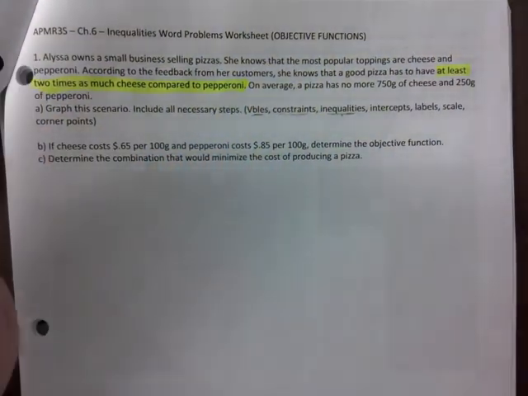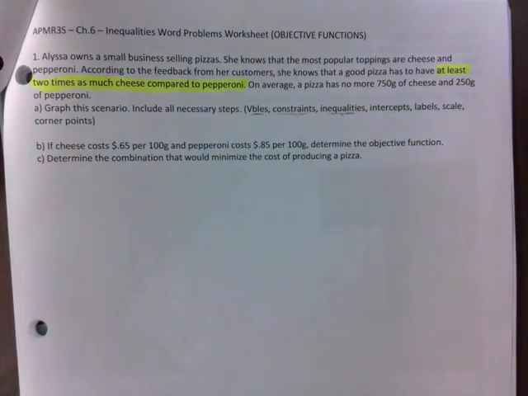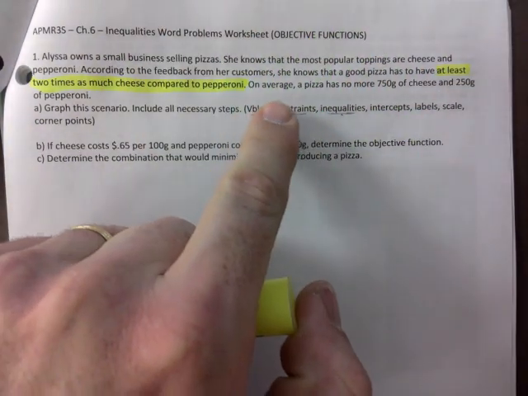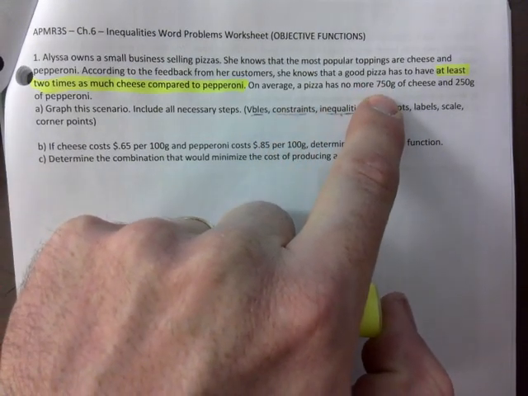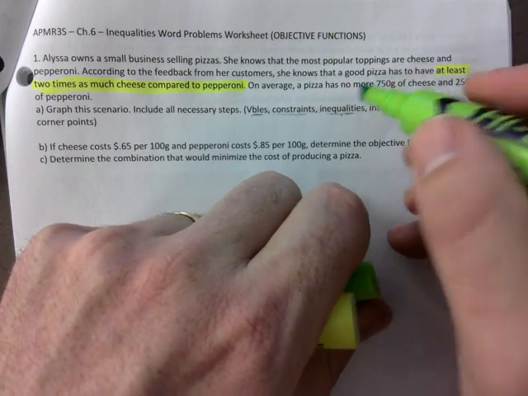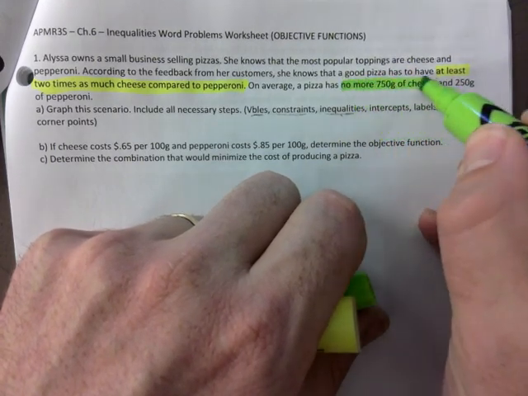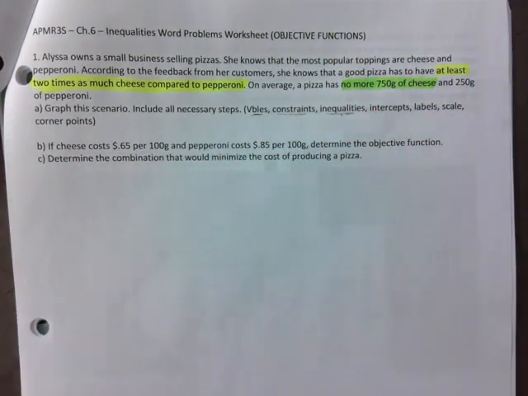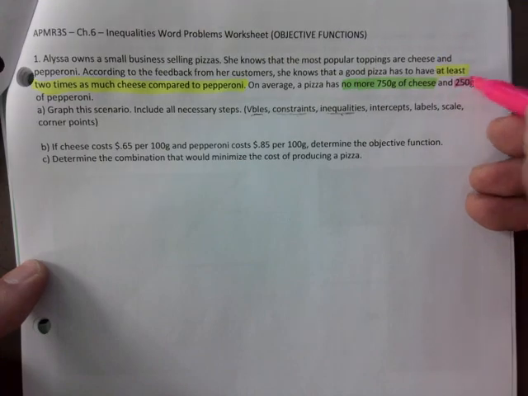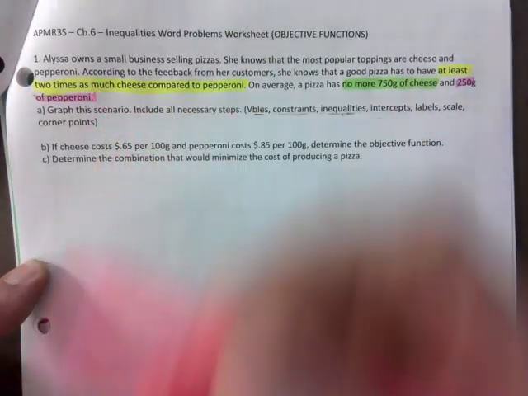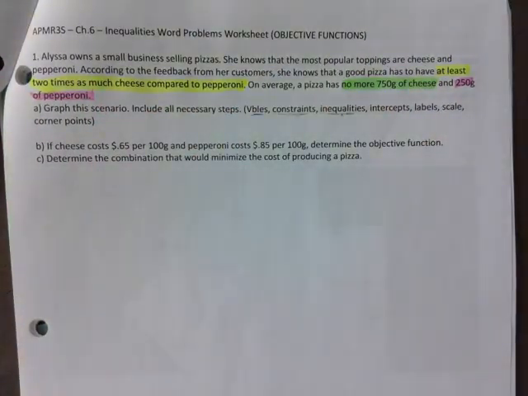That is an inequality right there. I'm going to highlight a different one with a different color. On average, a pizza has no more than 750 grams of cheese. So there is another inequality there. And I need another one. Pink here. And 250 grams of pepperoni. Okay. There are your 3 inequalities, guys.